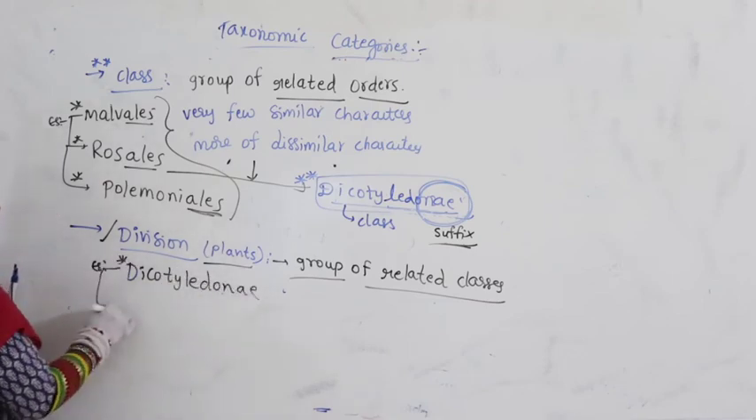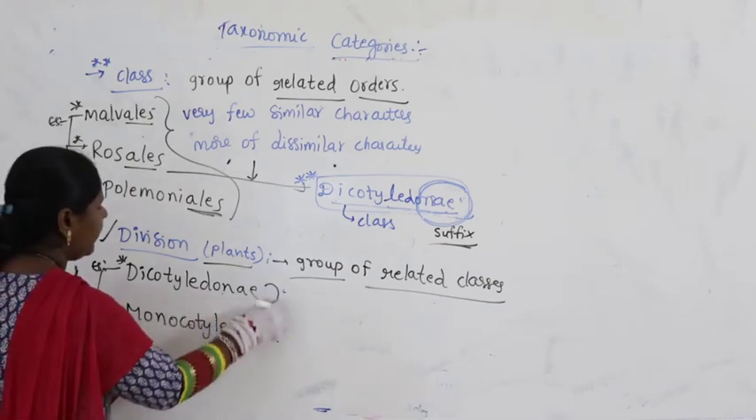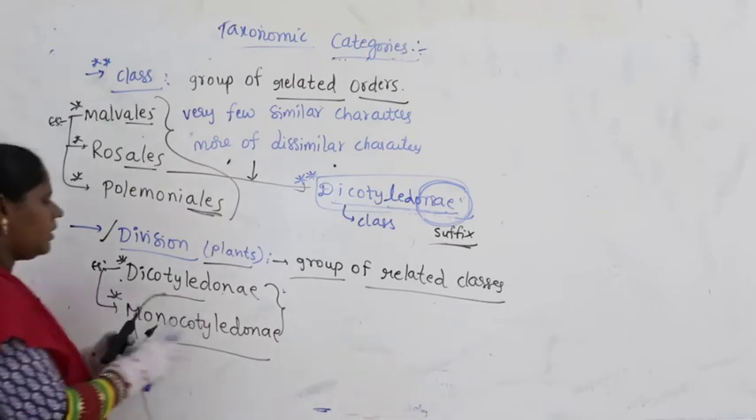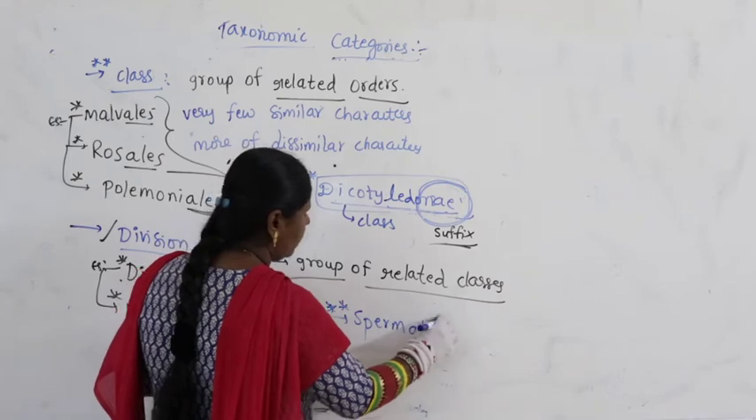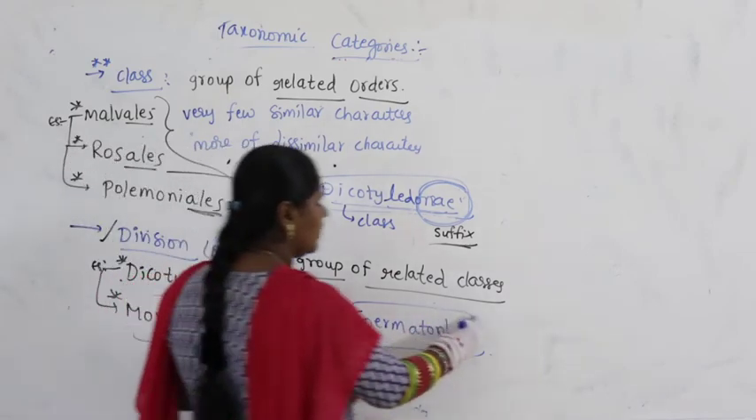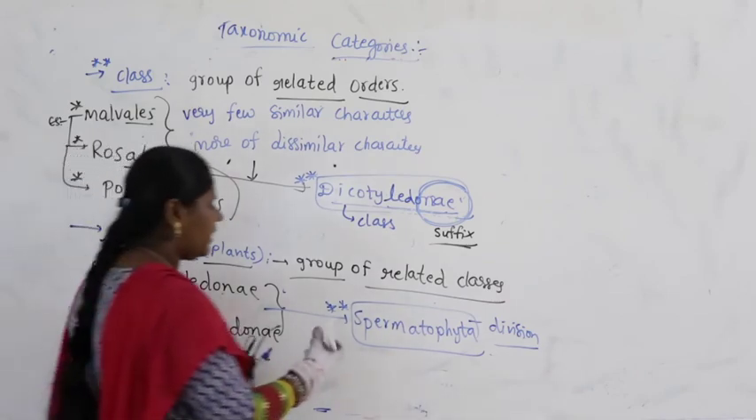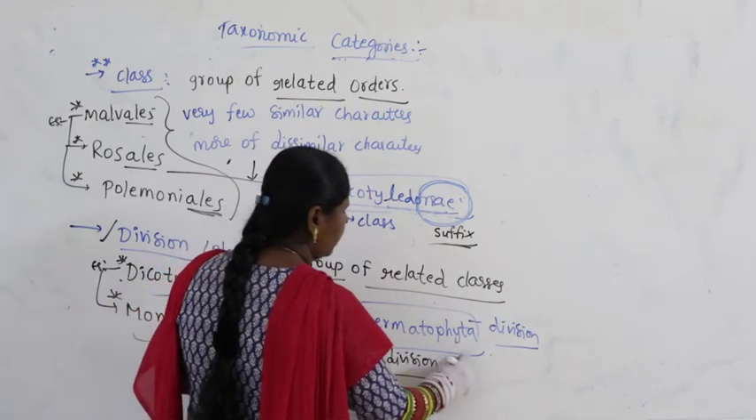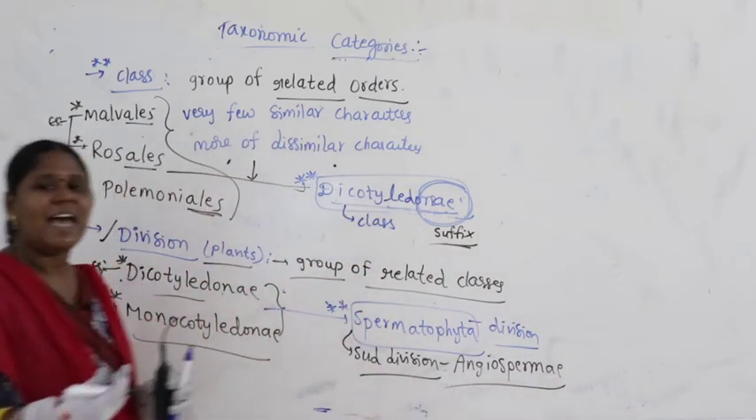Now, let us take an example. You know the class Dicotyledonae, and similarly another class, Monocotyledonae. These two are totally different classes, but both of them belong to the division Spermatophyta. Here Spermatophyta is the name of the division. Try to remember this. I kept star marks here because it is very important. They both belong to the subdivision Angiospermae, meaning they belong to angiosperms.